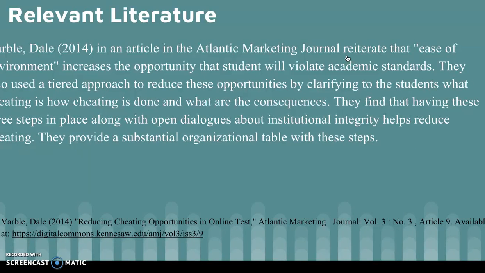The next relevant piece of literature that I used was in the Atlantic Marketing Journal. And it was about the ease of environment. The ease of environment meant the increased opportunities for students to violate academic standards. This particular piece of literature walked through different steps on how to reduce these opportunities by clarifying to students what is cheating, how is cheating done, and what are the consequences. Again, if this was paired with the professional development from the previous literature, it could make a very solid procedural standard for testing and exam taking at any school.